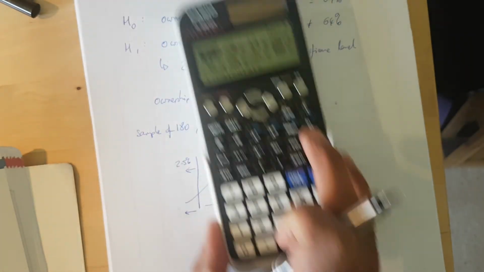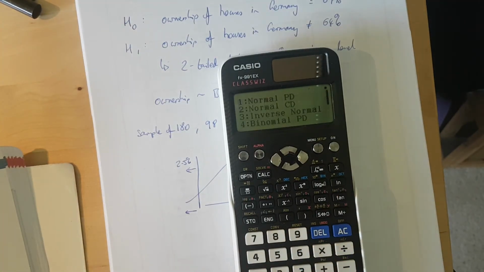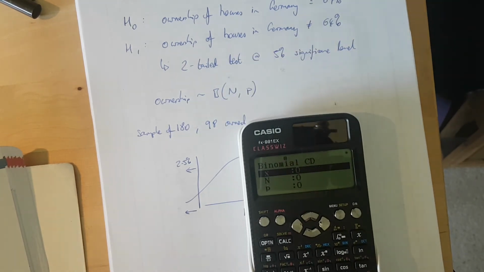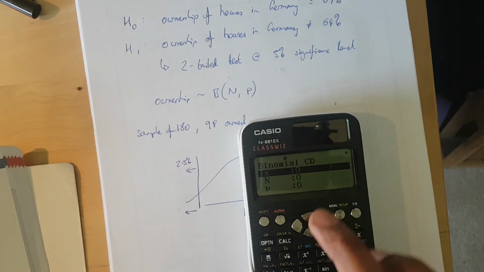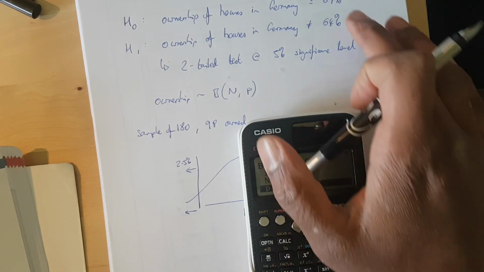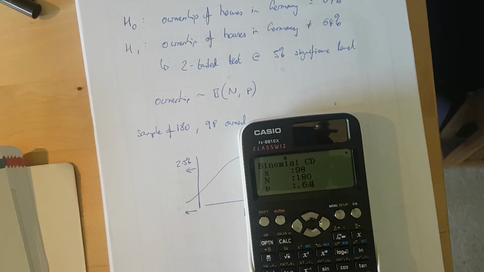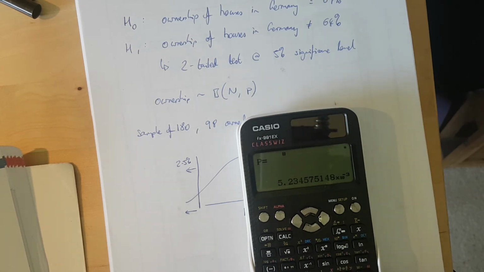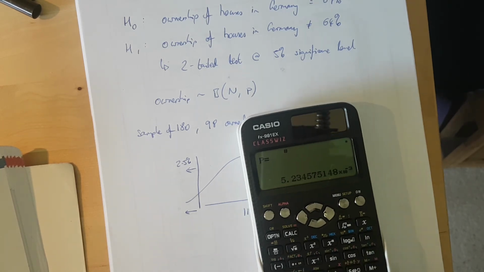I go then to my calculator and I open up the stats bit, and I'm looking for a binomial distribution with some variables. And I'm saying, where does the 98 occur then? So that's going to be my x value is going to be 98. My n, how many samples did I take? It was 180. And what was the presumed percentage? It was 64%, or 0.64. And when I put that in, I get a value that's very small indeed. It's 5.23 times 10 to the minus 3.